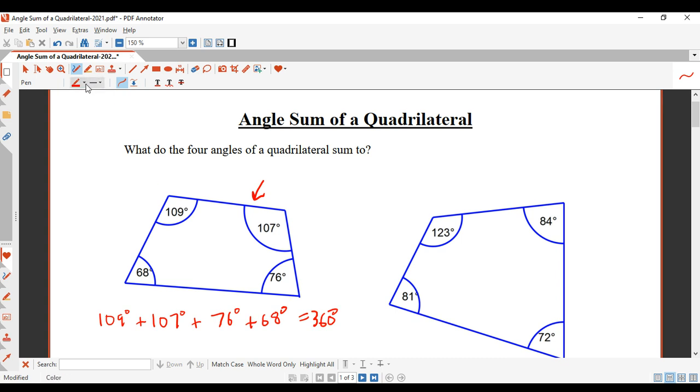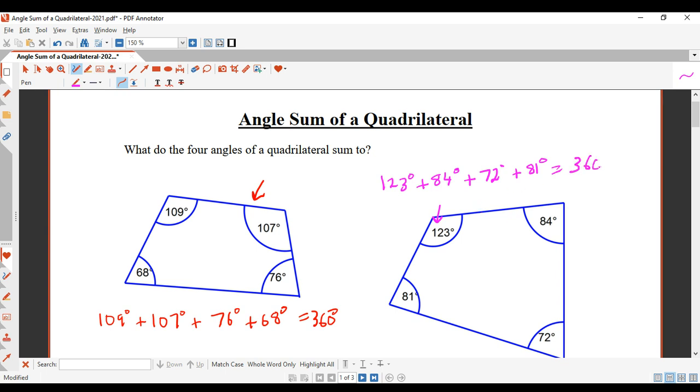Okay, let's try the next one. So let's do this one here. So starting off with 123 degrees plus 84 degrees plus 72 degrees plus 81 degrees. Okay, add those up. Let's see what you get. 123 plus 84 plus 72 plus 81 equals 360.